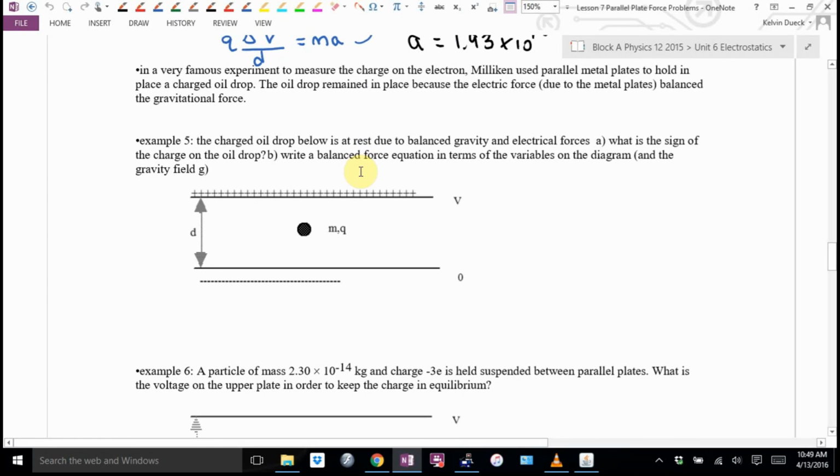The charged oil drop below is at rest due to balanced gravity and electrical forces. The first question is, what is the sign of the charge on the oil drop? Well, what are the forces acting on this? We have gravity down. We have electric force up, Fe, same size. So if the electric force is up, which way does this charge want to move? Up. So is it negative or is it positive if it wants to move up? It's negative. Which way is the electric field? Down. Okay, so the first thing I would say is negative.